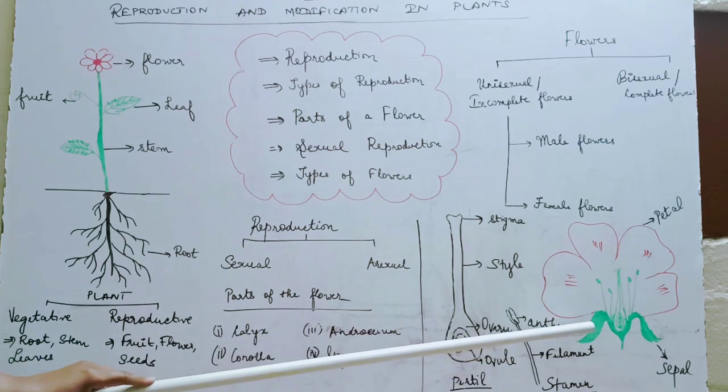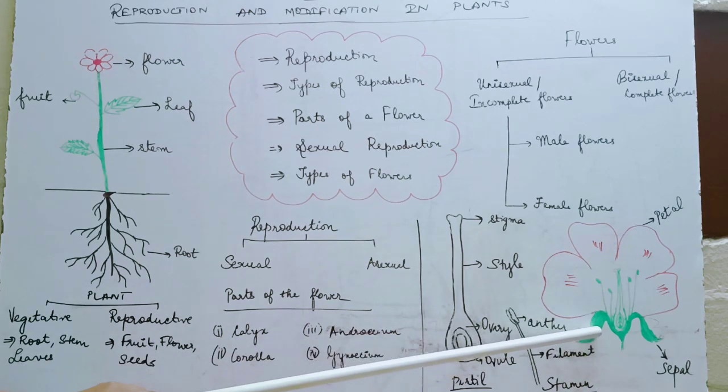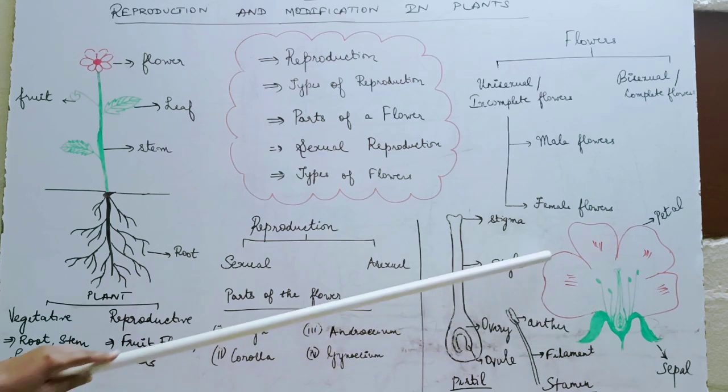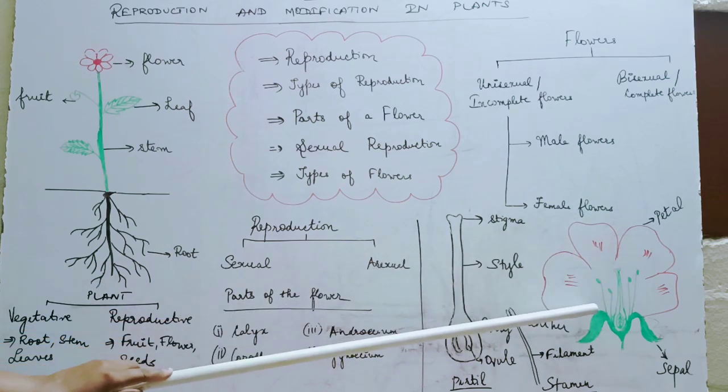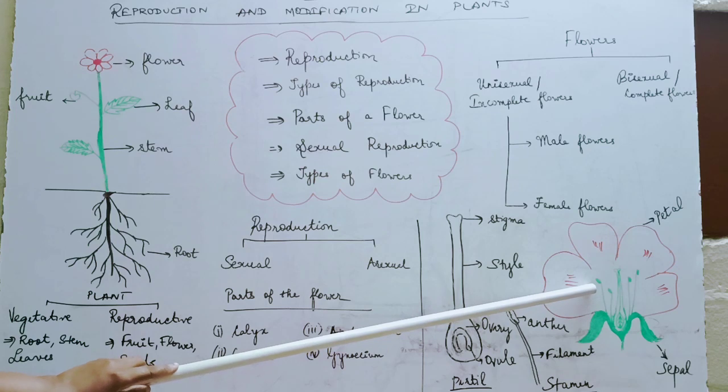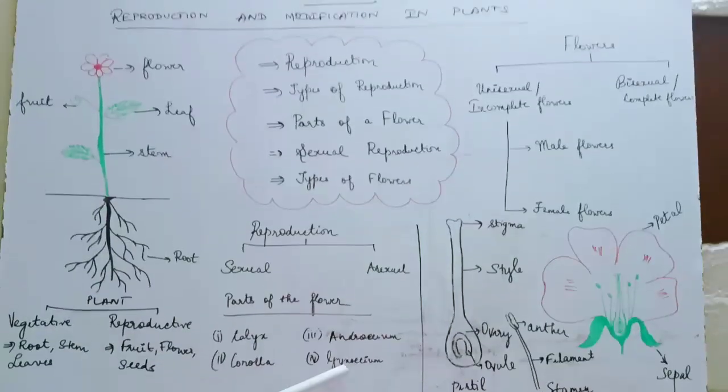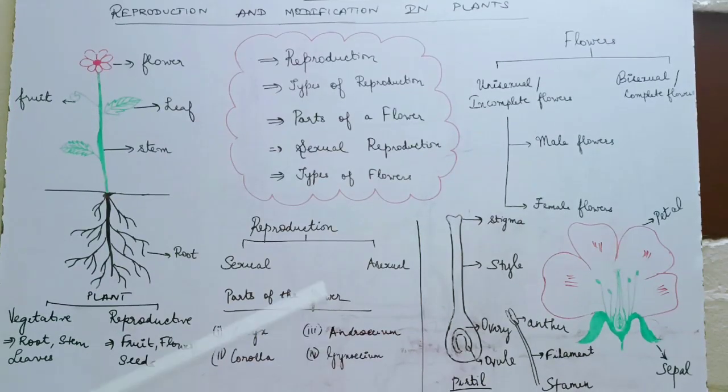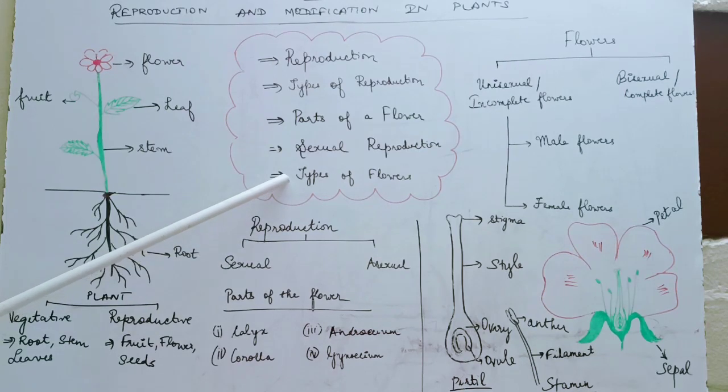Here this is the calyx, the outermost part. Second part is the corolla. Third part is the androecium. Fourth part is the gynoecium. Next, types of flowers.